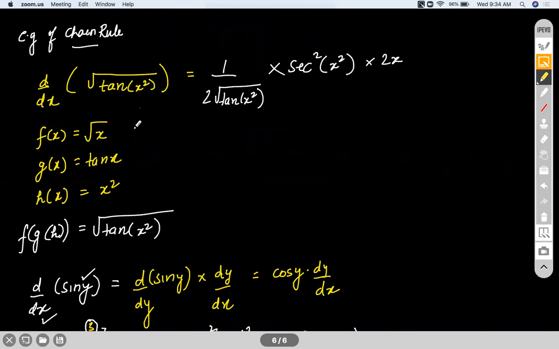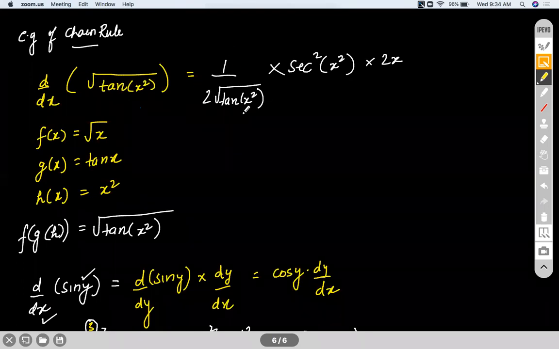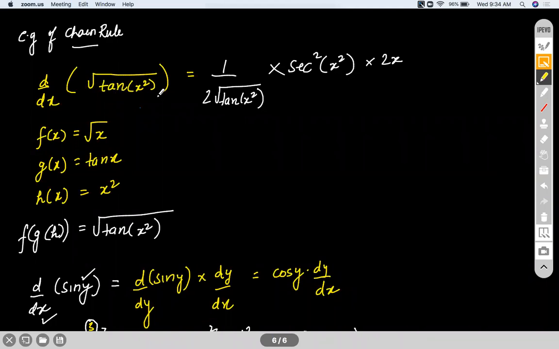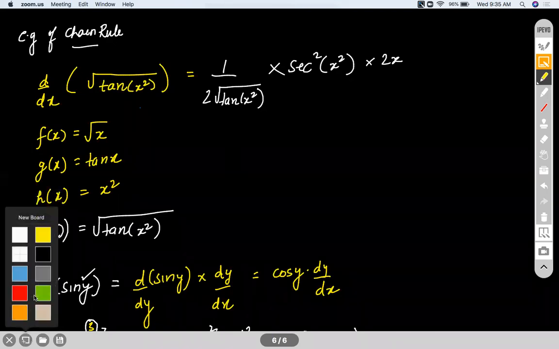Okay, so let's say you are standing near the root gate, so you'll read it as root something. Root something is 1 by 2 root something. Then remove that gate once you have crossed it. Then tan something is secant square something. Once you remove the tan gate, you are left with a function which you can easily differentiate, so 2x. So that is the method that we normally suggest for solving chain rule.